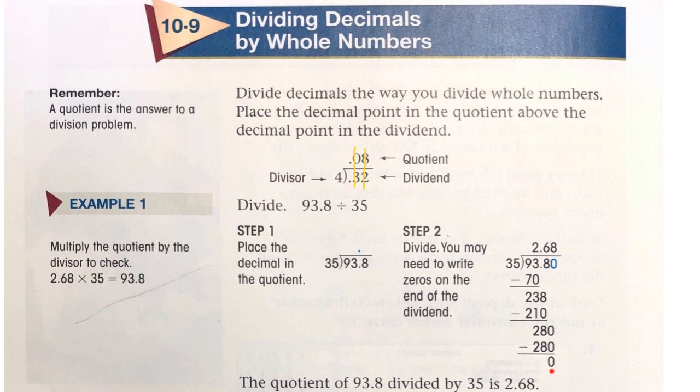Now there's nothing left over. We can stop making zeros. The quotient of 93 and 8/10 divided by 35 is 2 and 68/100.